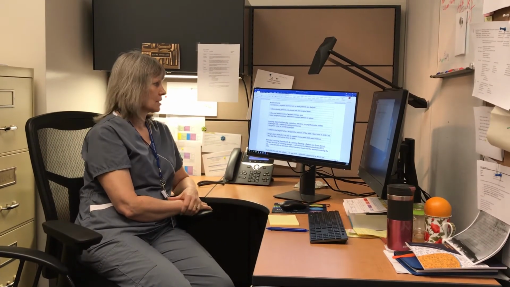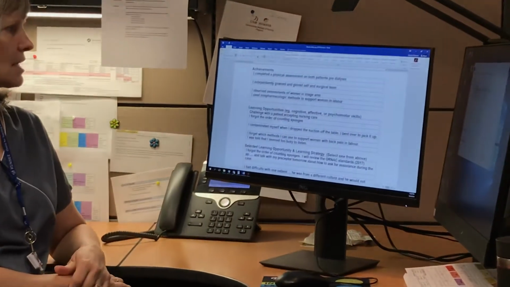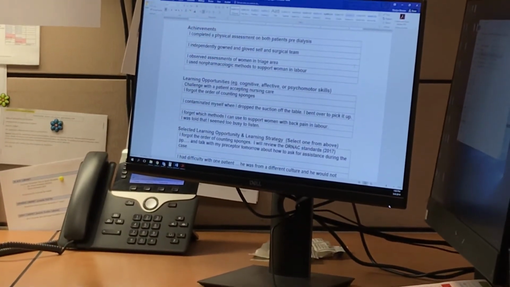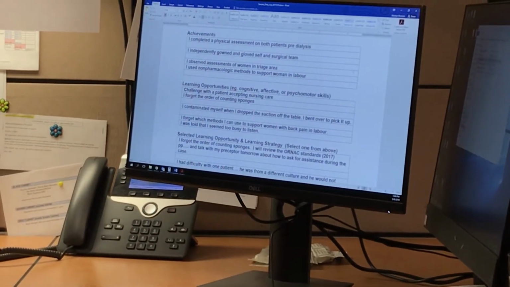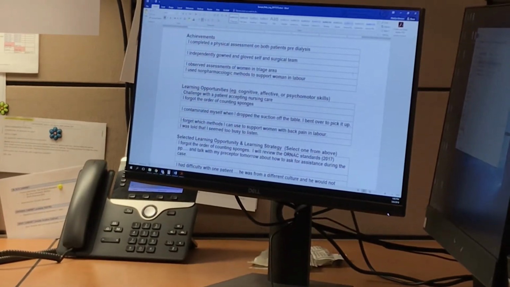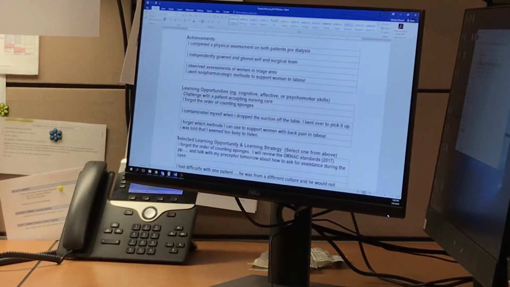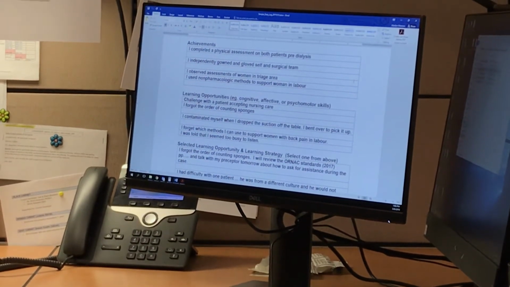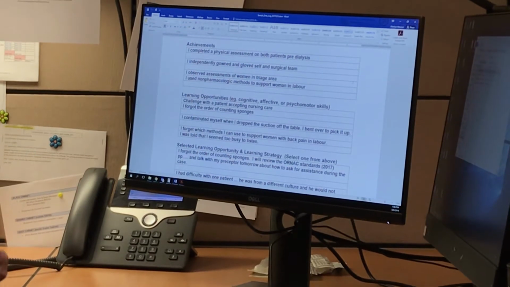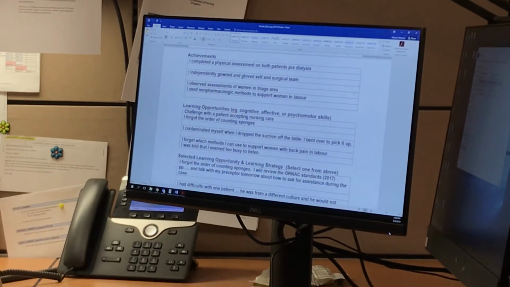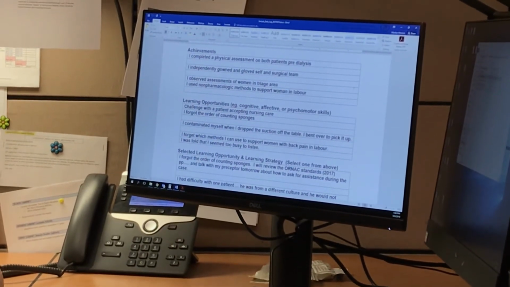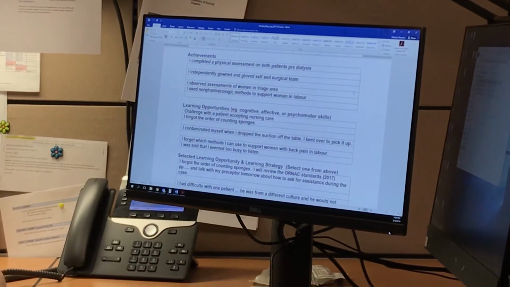The next part is achievements. That means, what did you do? What did you observe? What did you learn? Here are some examples. I completed a physical assessment on both patients pre-dialysis. Something you did. Another one is, I independently gowned and gloved myself and the surgical team. This is for the OR. Another one, I observed assessments of women in the triage area. If you did something with assistance or under supervision, you could write that with supervision. If you saw something, for instance, I observed an arterial stab by the RT, you could write that down too.